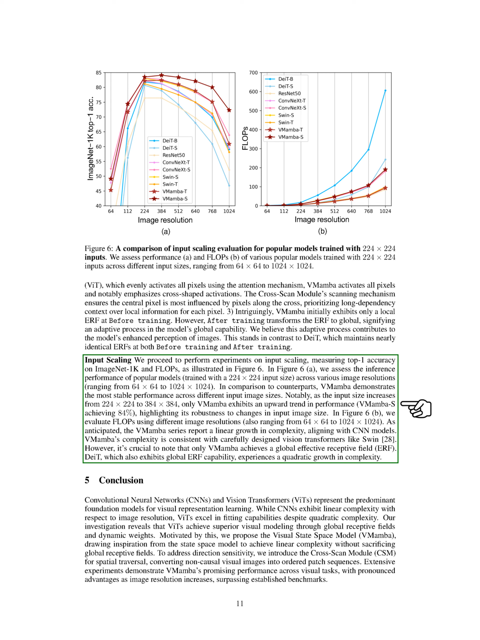When we evaluated FLOPs using different image resolutions, the VMamba series showed a linear growth in complexity, similar to CNN models. VMamba's complexity is consistent with carefully designed vision transformers like Swin. However, only VMamba achieved a global effective receptive field, ERF. DeiT, which also has a global ERF capability, showed a quadratic growth in complexity.